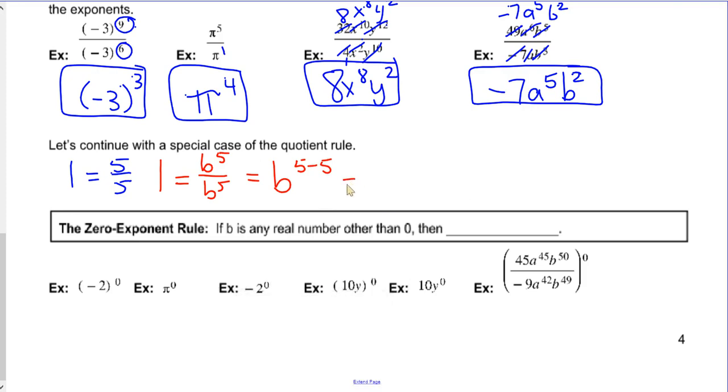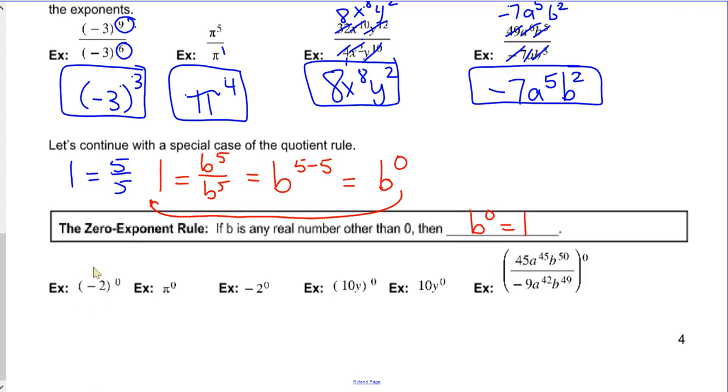And so, if I do the subtraction, then I get b to the 0. So what I've just proven is our next rule. It's called the zero exponent rule. If b is any real number other than 0, then b to the 0 is always equal to 1. Now I have a lot of students that like to give me 0 on that. Remember, anything to the 0 exponent is 1. It's not 0, it's 1.